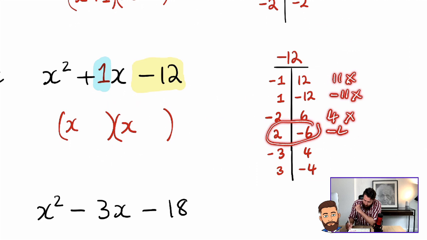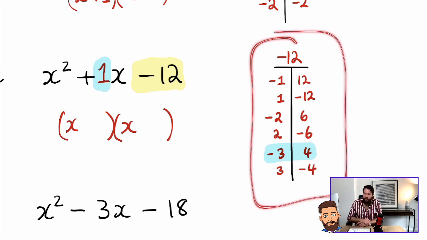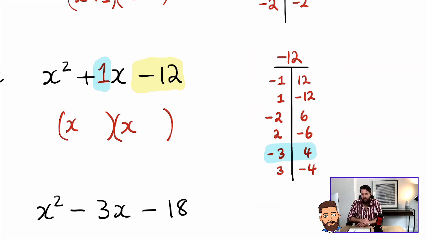-3 add 4 is 1. And look, -3 take away 4 is -1. So it can't be that one, because we need b to be +1. So it has to be this combination here. What you'll find is, the more you do these, if this is new to you, I recommend writing out all of your factors. But when you do these, and if you're in year 10, 11, and you've done a lot of them, you'll start to just be able to see the numbers straight away. You won't have to write all your factors down. You'll just know which ones they are. But when you're practicing, definitely do this method.